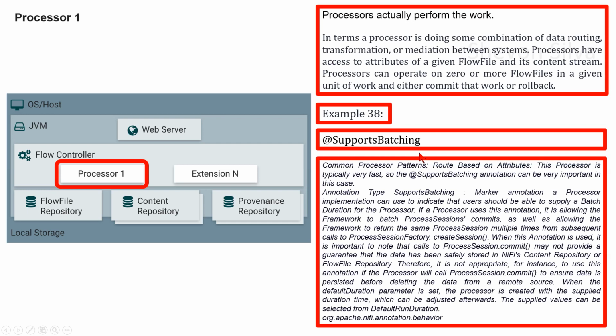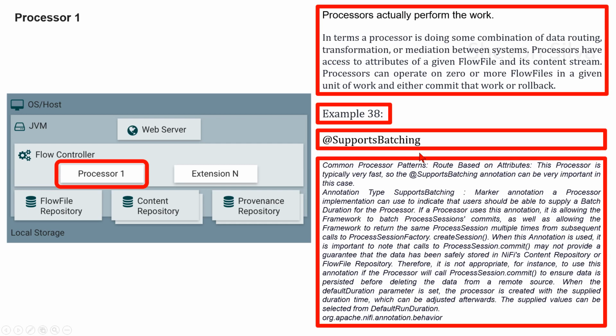Now we are considering route based on attributes in common processor patterns. This processor is typically very fast, so the @SupportsBatching annotation can be very important in this case. The annotation type SupportsBatching is a marker annotation a processor implementation can use to indicate that users should be able to supply a batch duration for the processor.